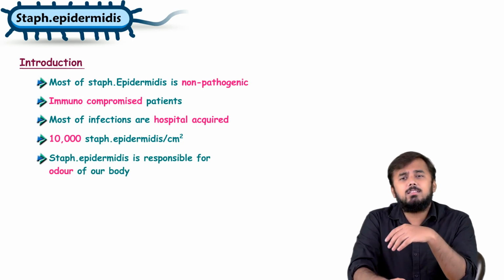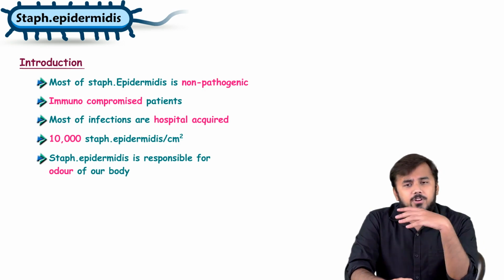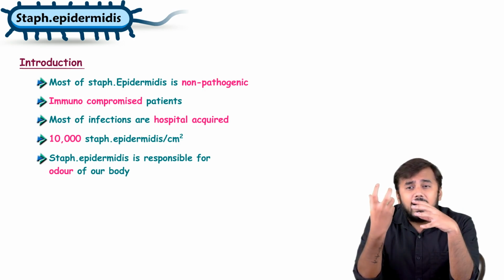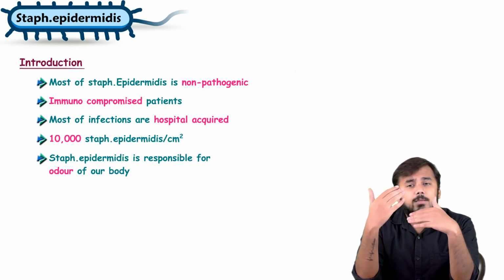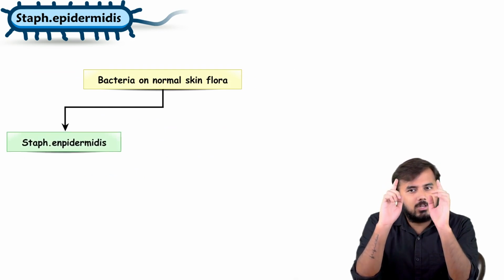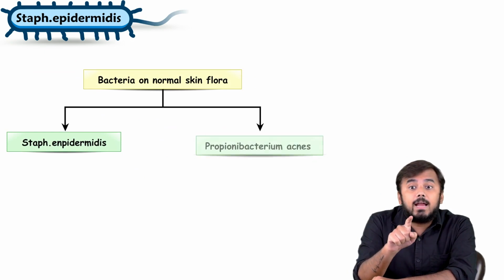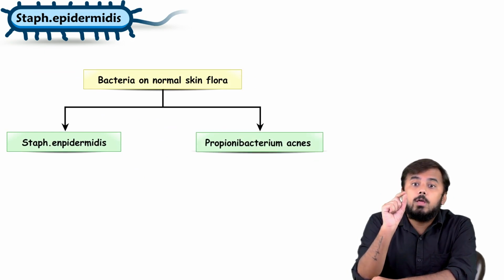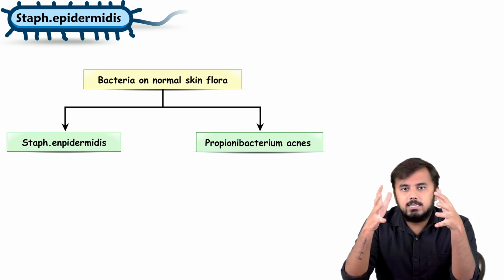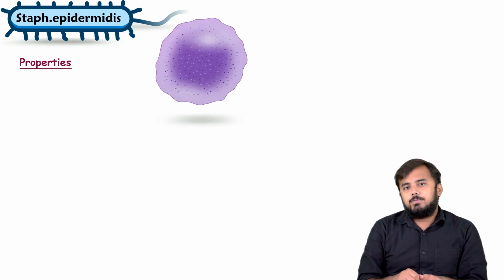Okay. And as this bacteria are located on the skin, they are even responsible for the odor of your body. This is the basic introduction which I wanted to give, right? Apart from this, another very important thing which you need to know is what other different types of bacteria are normally present on the skin? I told you Staph epidermidis is a normal inhabitant of your skin. Along with this, Propionibacterium acnes is also a common inhabitant of your normal skin. Let us discuss in detail the properties of this bacteria.